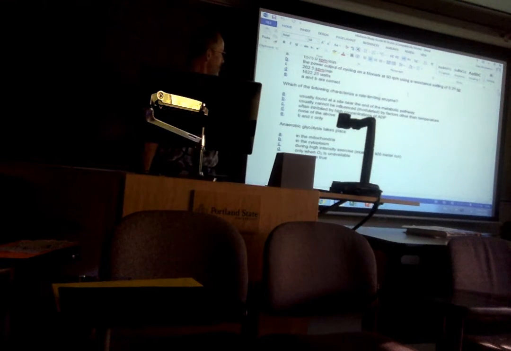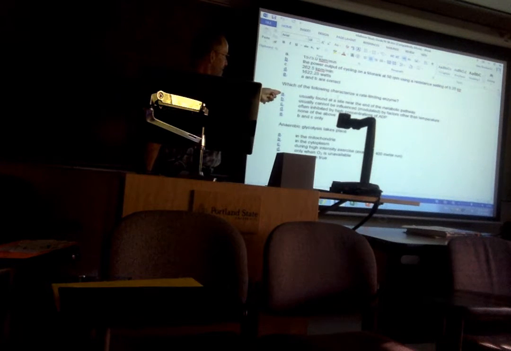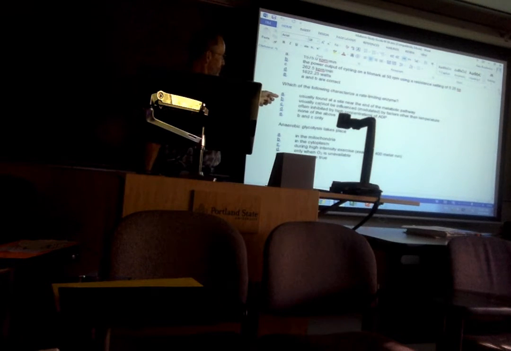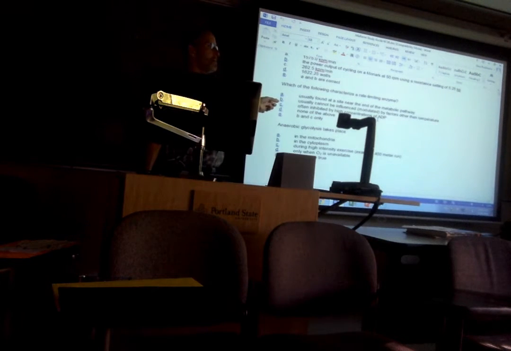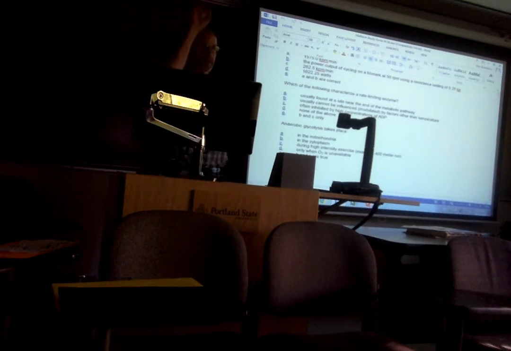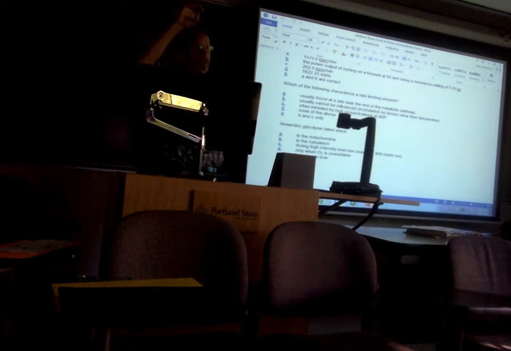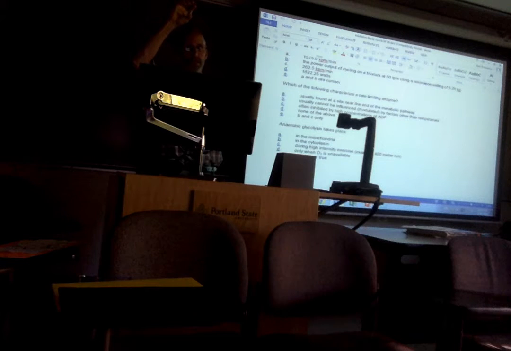Which of the following characterize a rate-limiting enzyme? Is it found at the site near the end? No. Cannot be influenced or moderated? No. Rate-limiting enzymes should be able to be influenced by other factors. Often inhibited by high concentrations of ADP. If I have a rate-limiting enzyme like PFK, is it inhibited by ADP or is it stimulated by ADP? It should be stimulated. And why?